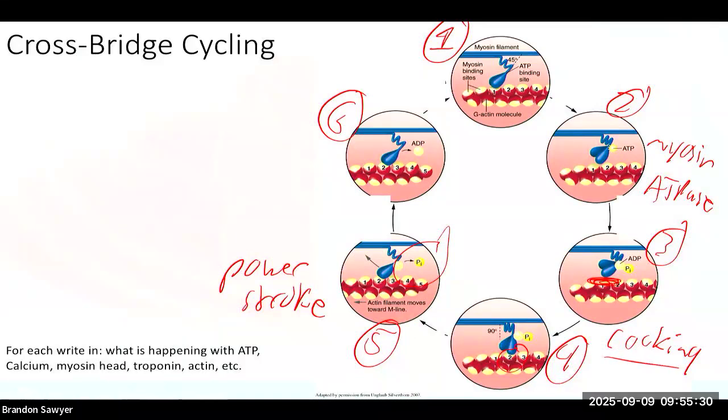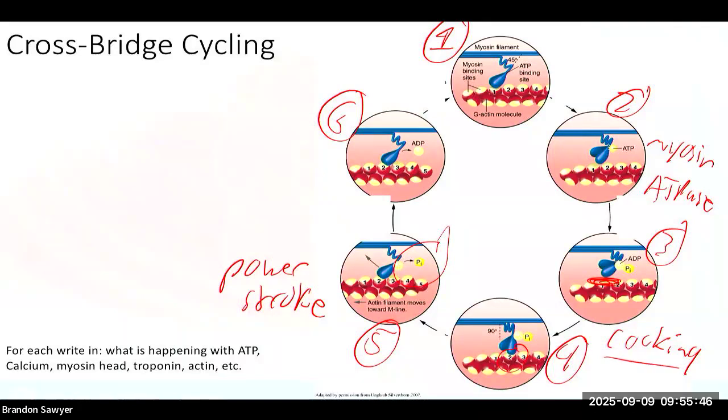The release of the inorganic phosphate actually causes the power stroke, not detachment. It's still attached to the actin at this point. It's the arrival of the new ATP that causes the detachment between there and there.